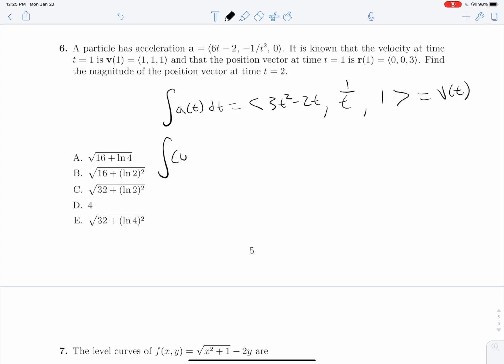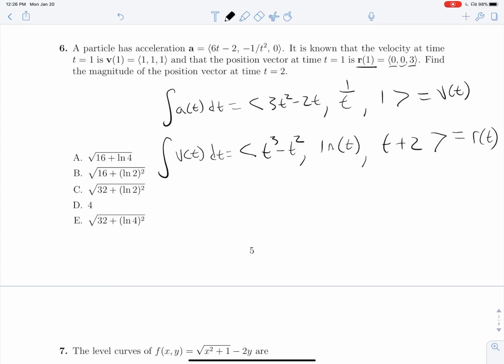Now our integral of v of t dt will give us t cubed minus t squared, and we see that r1 for this component should be equal to 0, so we've already met that condition. Over here we get ln t, and when we plug 1 in here, ln of 1 is in fact 0, so we're good there as well. And then t, we're going to have to add 2 in order to meet our final condition over there, and this is r of t.